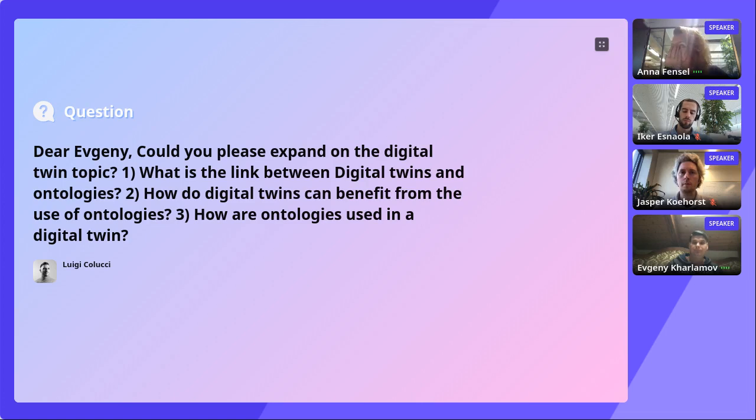Yeah, and I have often seen it used in combination, for example, with machine learning and knowledge graphs with machine learning, because ontologies are not necessarily fully enough to do it. It's still a very complex thing, the digital twin. Yep.